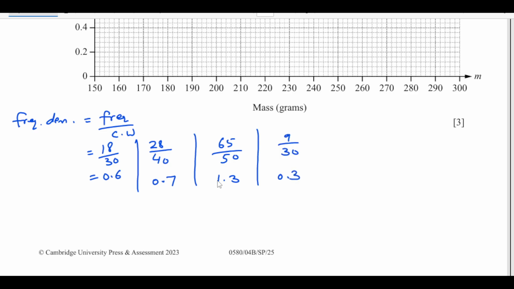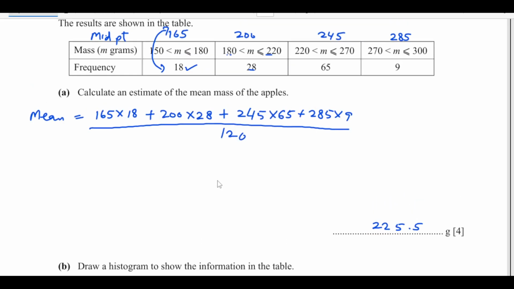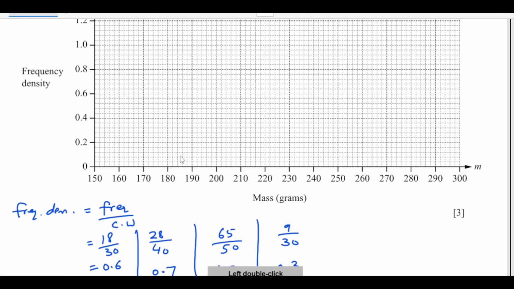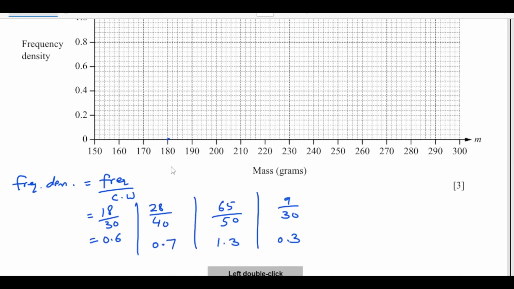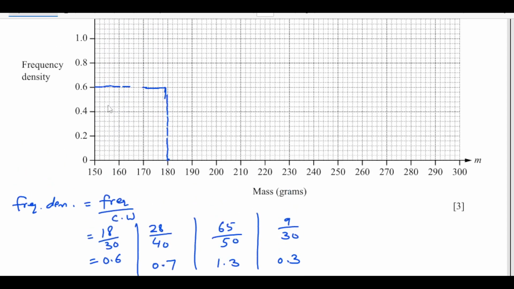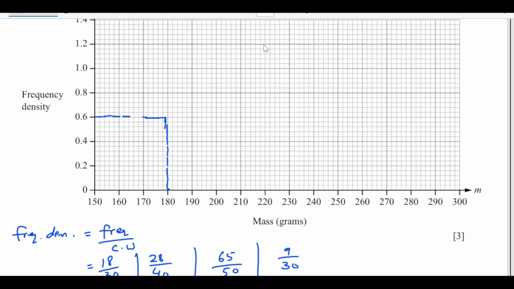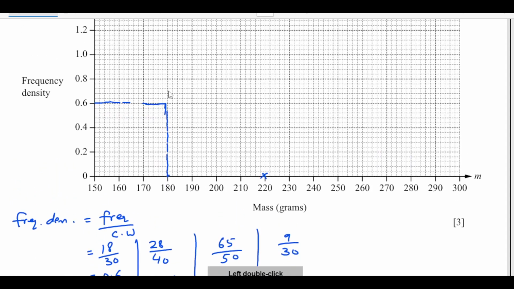Now we will plot all these on the frequency diagram. So first class width is we have here 150 to 180. 150 to 180 is up to here, okay, and this is 0.6. So 0.6 is here. So we will draw the line like this, right? Second one is 0.7 and second class interval is 180 to 220. 180 to 220 is here, and this is 0.7. 0.7 is in the middle somewhere here.